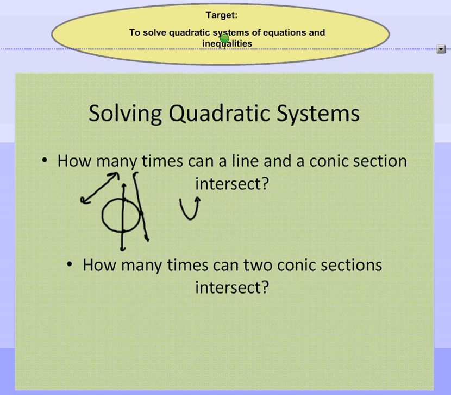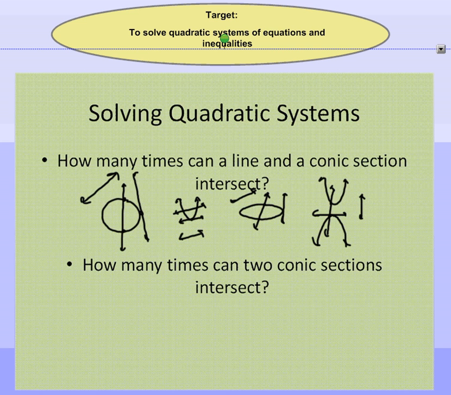Take a parabola. You can have no intersection. You can have one intersection. You can have two intersections. Take an ellipse, very much like a circle. We can have 0, 1, or 2 intersections. Take a hyperbola. Is a hyperbola any different? Can we have more than 2? We can have none. You can have 1 where it's hitting at a vertex. We can have 2 in many different ways. But there's no way to have it cross at 3 different locations.